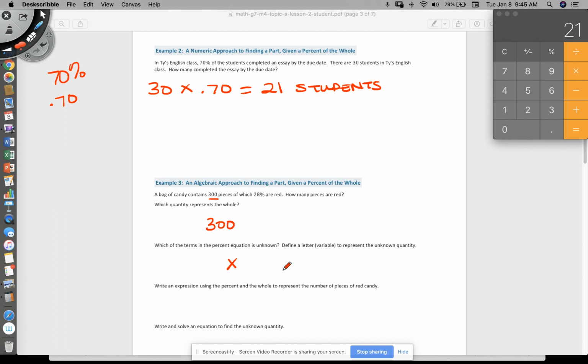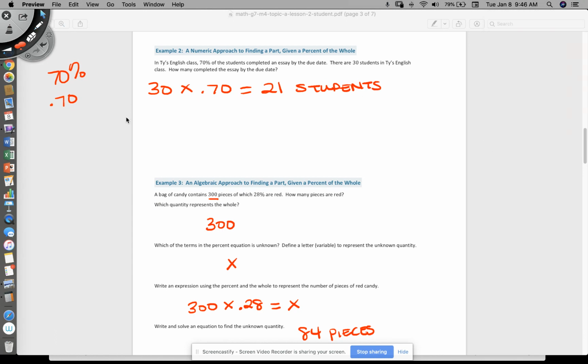Write an expression using the percent and the whole to represent the number of pieces of candy. So I do know there are 300 pieces, and I'm going to multiply by its percent, 28%. I'm going to make that into a decimal version, and that will give me how many are red. There's my variable coming back in. All right, write and solve the equation of the unknown. So now I will solve it. So I'm going to say 300 times 0.28, and I get 84. So it is 84 pieces are red. And that's it. All right, let's move on to the next one.